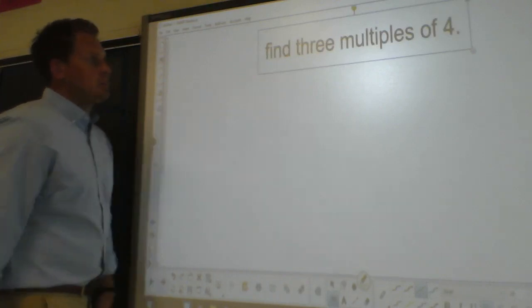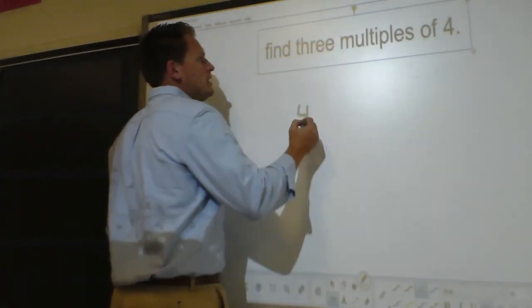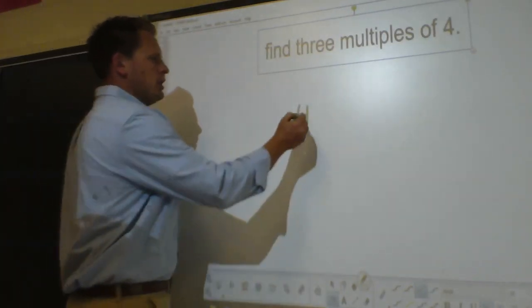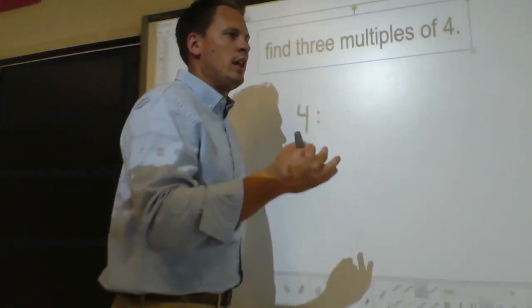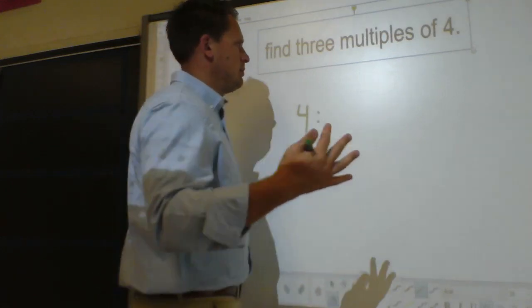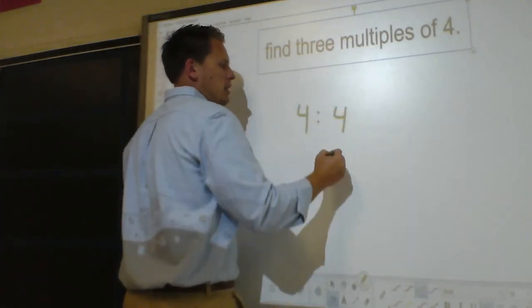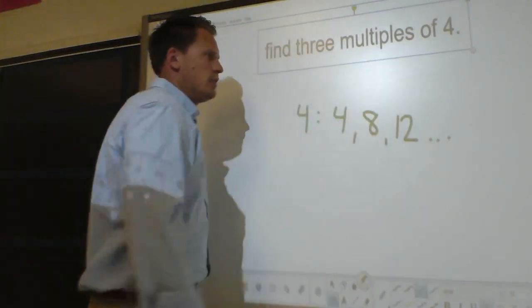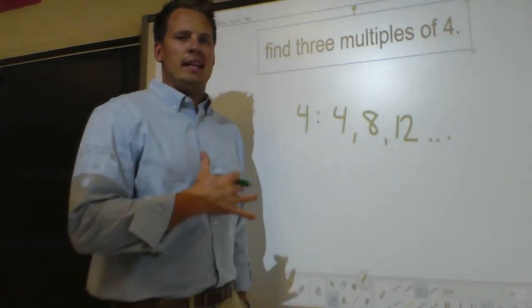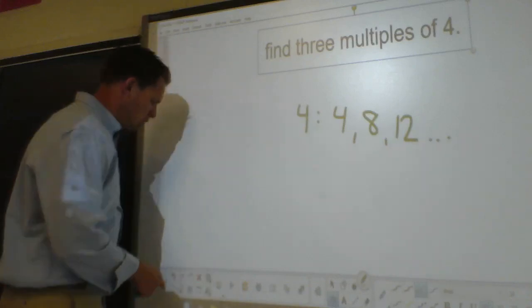All right, so let's take a look at this one. It says find 3 multiples of 4. Very easy. All I need to find are 3. They don't want me to find all of them, just 3 of them. 4, 8, 12. There's 3 multiples of 4. That is it. It is very simple to find multiples.